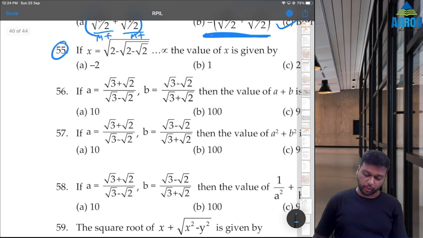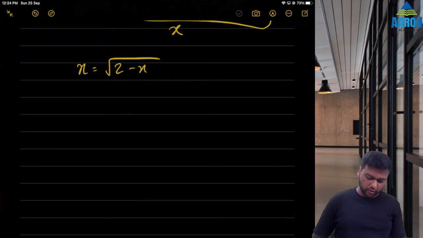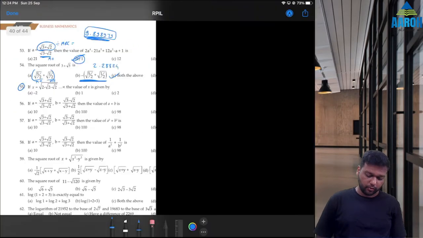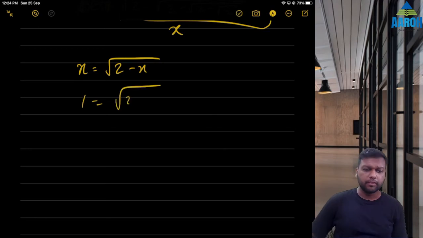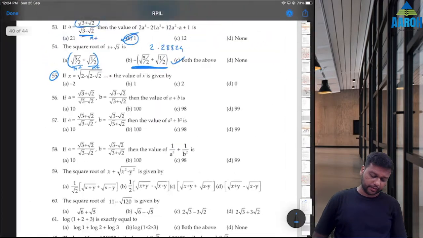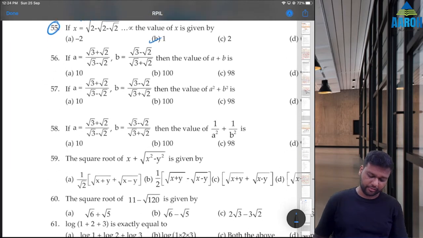If we want, we can go by options also. If we put 1, will we get the answer? 1 is equal to root of 2 minus 1. That is correct, right? 1 is equal to root 1. So 1 is the correct answer for this, option B, for question 55. Okay. Next, 56 is again the same thing.